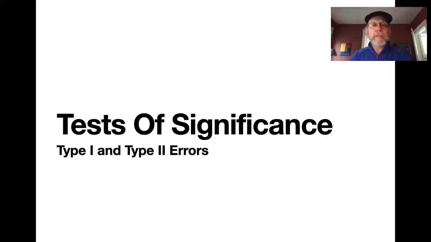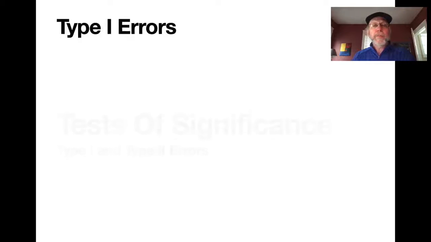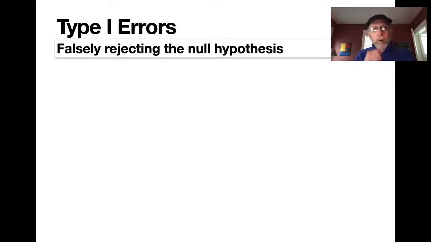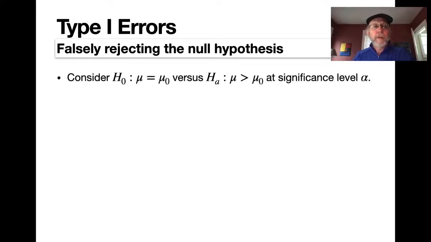And let's begin by talking about type 1 errors. Type 1 errors occur when we falsely reject the null hypothesis. That is, the null hypothesis is true, but carrying out the significance test completely correctly results in a rejection of the null hypothesis. Let's think about this in the context of a one-sided test of the null hypothesis that mu equals some value, which I'm calling mu0 here, versus the alternative that mu is greater than that null value. And let's do the test at some significance level alpha.